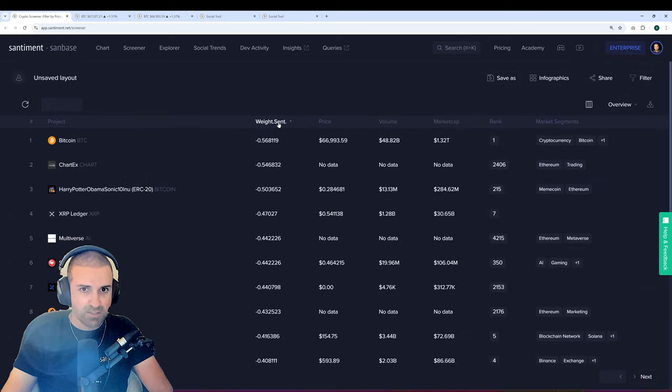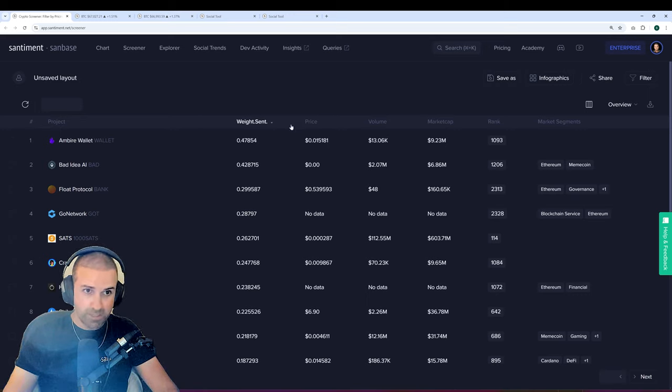You get the idea. I can also, of course, sort by most bullish. And all of a sudden, we're seeing the assets that are getting the most bullish hype, like Ambuyer Wallet, Bad Idea AI, Float Protocol, Go Network. Not too many familiar faces on the bullish end at the moment, which is interesting. Sats is the only notable one that's even inside the top 120 or so in market cap. So this is a template that I use when I'm often just trying to find the most extreme outliers in terms of the crowd's bullishness or the crowd's bearishness on a daily basis.